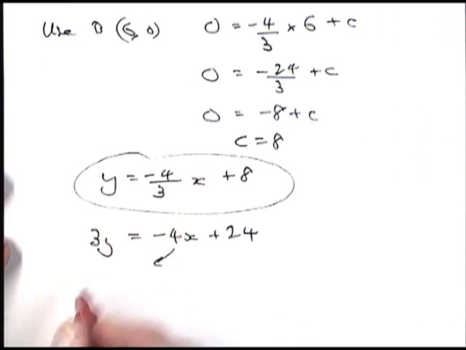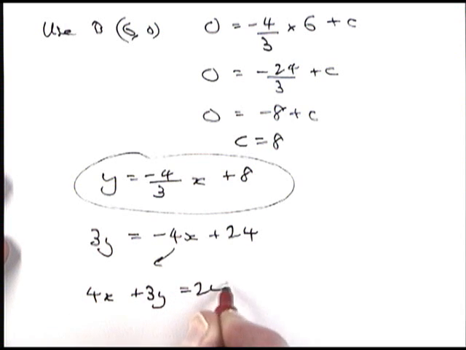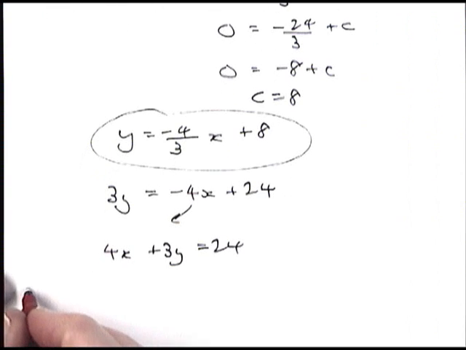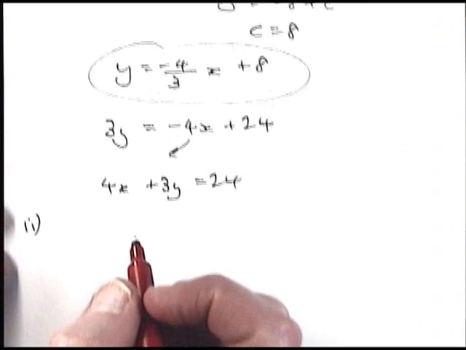That could be shifted to the other side of the equals. 4x plus 3y equals 24. All exactly the same. Doesn't really matter which way you write it. So that's part 1. Part 2. You have to find the equation of the line perpendicular to AB through its midpoint.